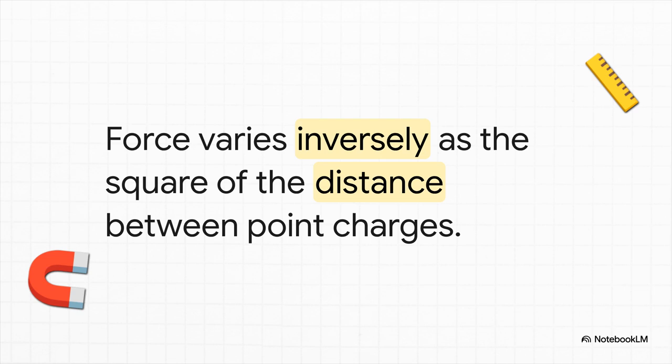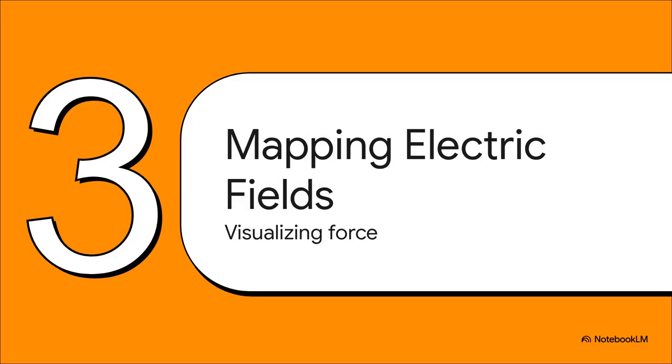Think about what that actually means in practice. If you double the distance between two charges, the force doesn't just cut in half, it plummets to 1/4 of its original strength. The force drops off dramatically the further apart those charges get. Which brings us to Section 3, mapping the electric field.